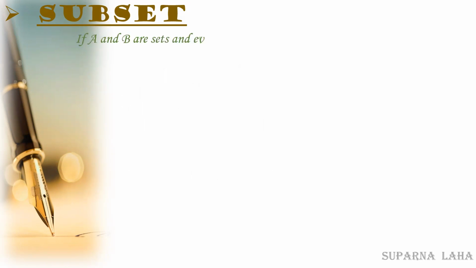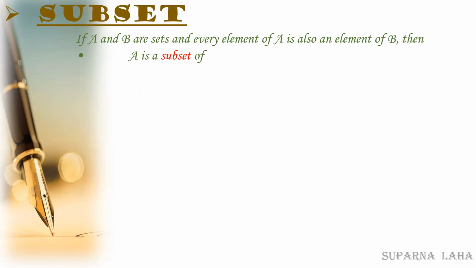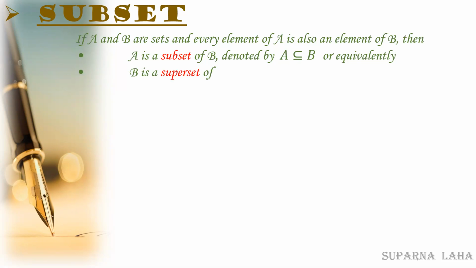If we take these two sets A and B, and if every element of A is also an element of B, meaning all the elements of the set A belong to the set B, then we will call the set A a subset of B, and we represent this as A subset sign B. Or we can represent this as B is the superset of A, B superset symbol A. The meaning is the same, their representation is different.